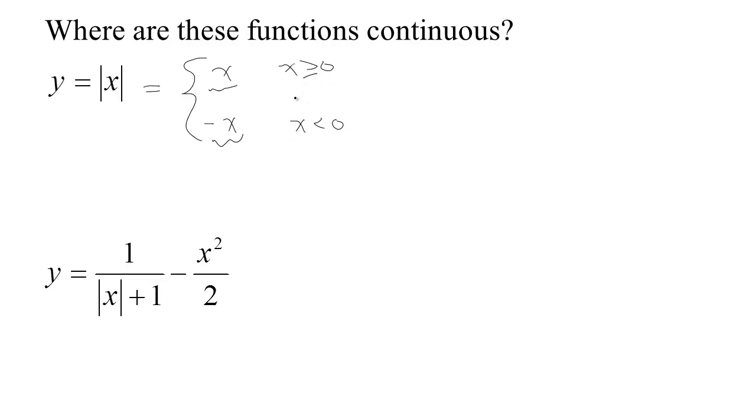Let's see. Yeah, so the value of the function at 0 is 0, and you can see that the limit as x tends to 0 of the absolute value of x is also 0, because if you take the absolute value of numbers that get closer and closer to 0, the output gets closer and closer to 0. So yes, it's continuous at 0, so this is continuous everywhere. Okay, what about this one?